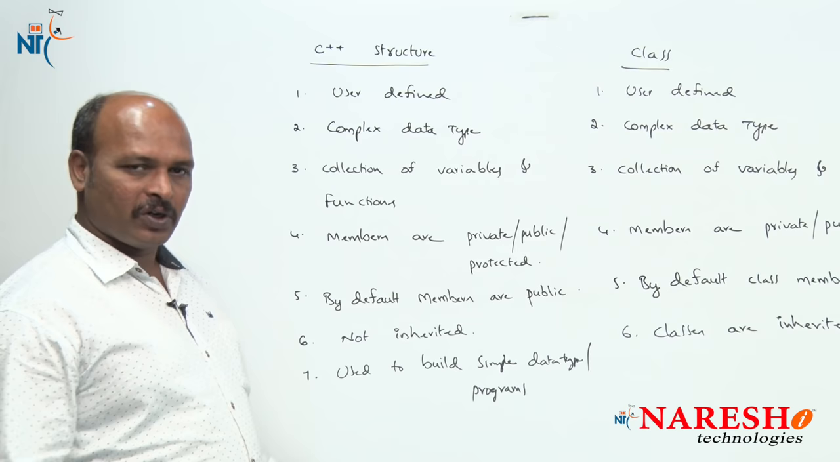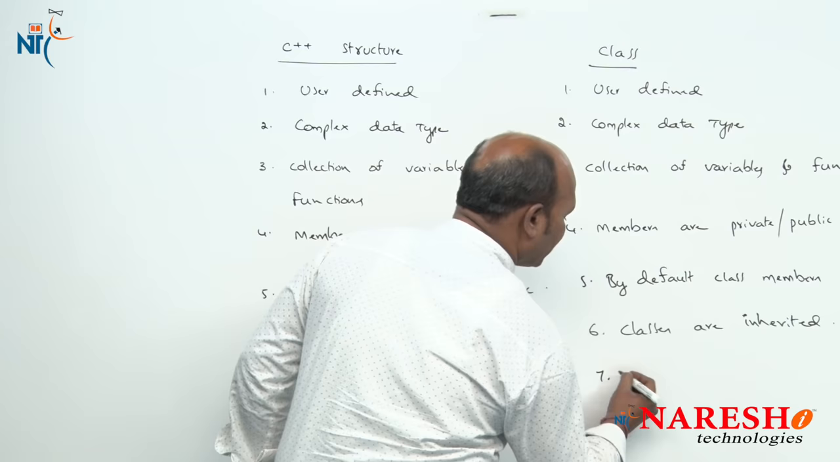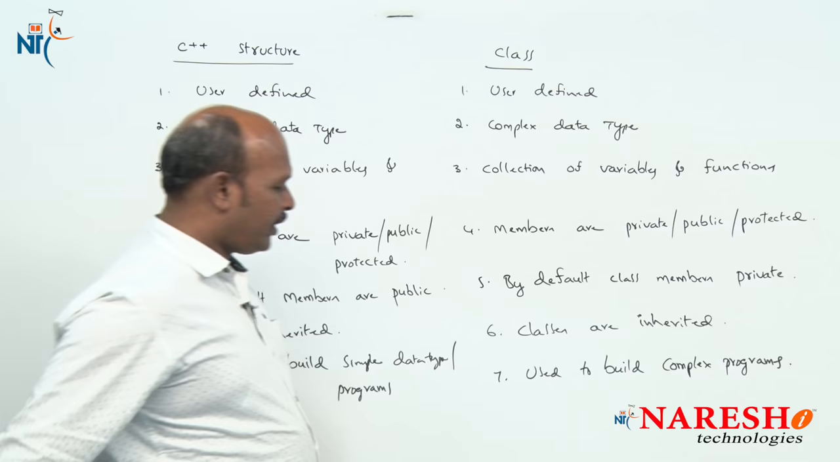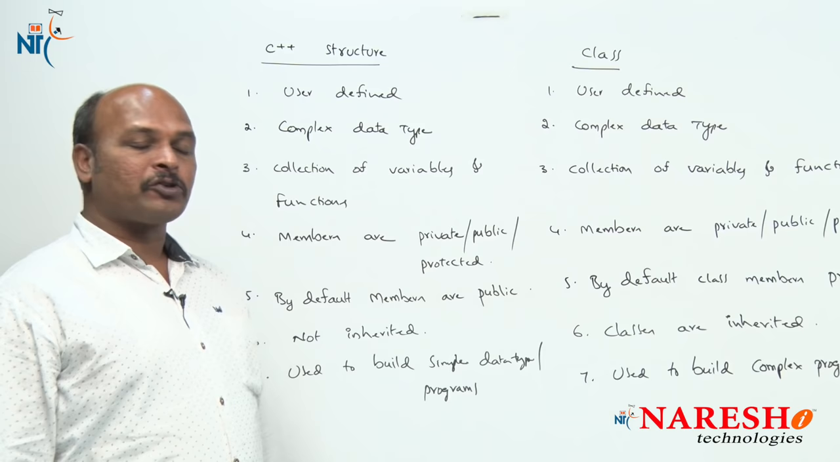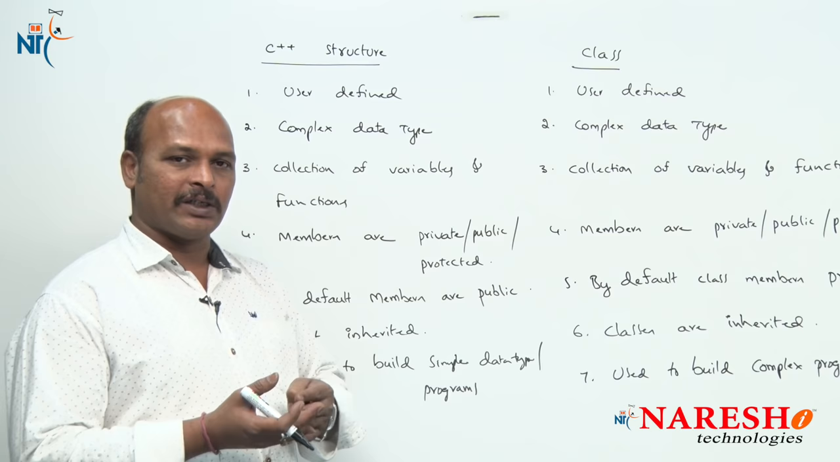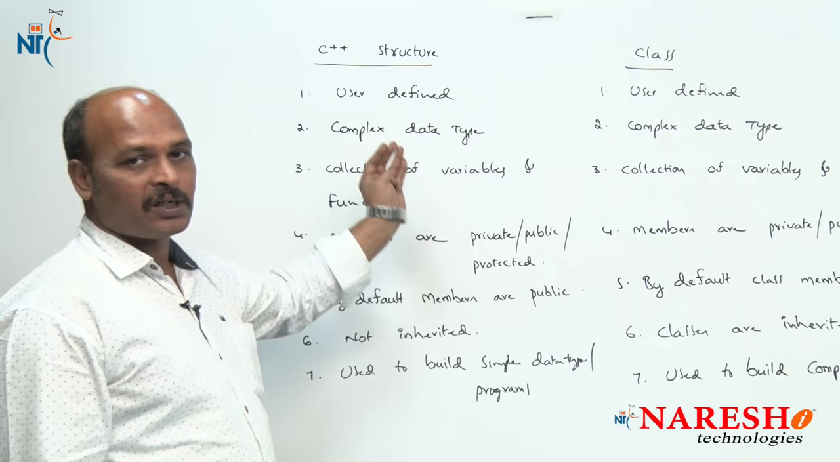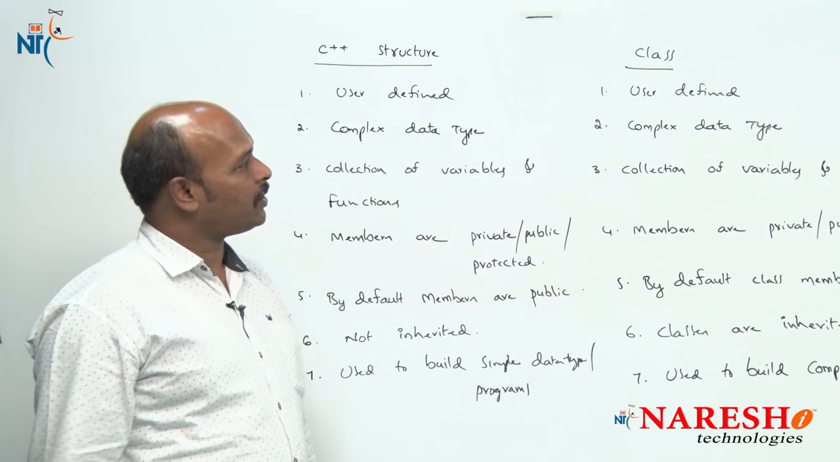And classes are used to build complex programs. That's why, by using the class concept, because inheritance is allowed, no? Due to that feature, using C++ classes we can construct big projects. It is the major advantage of class. These are the similarities and differences between the C++ structure and class.